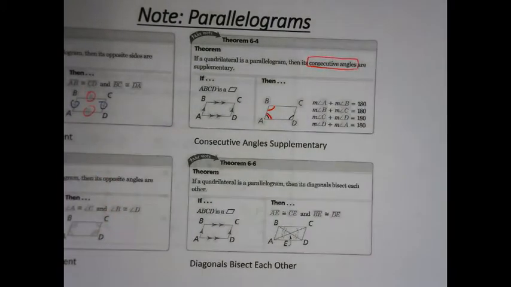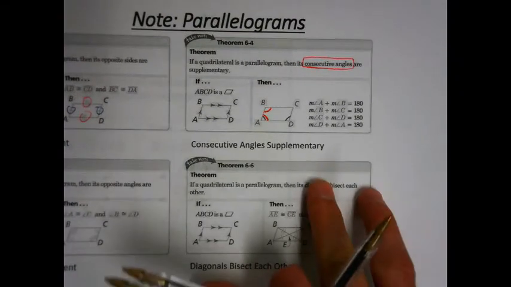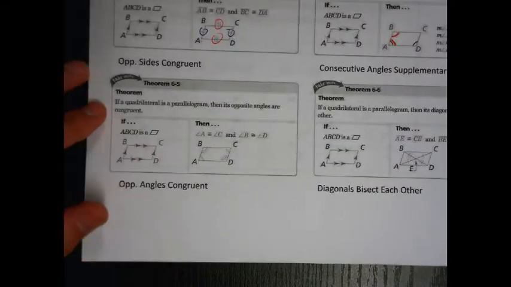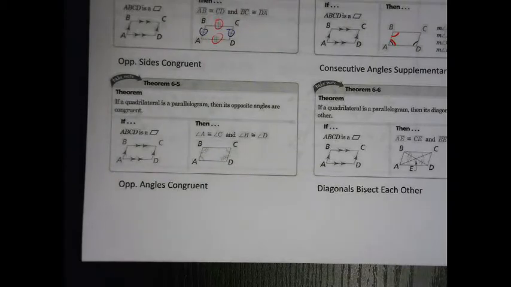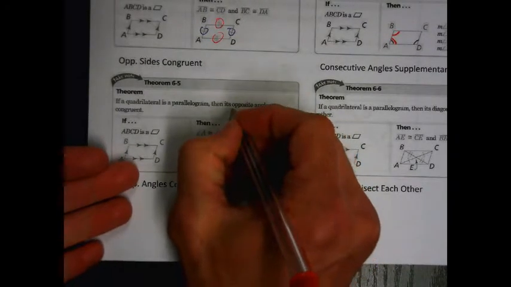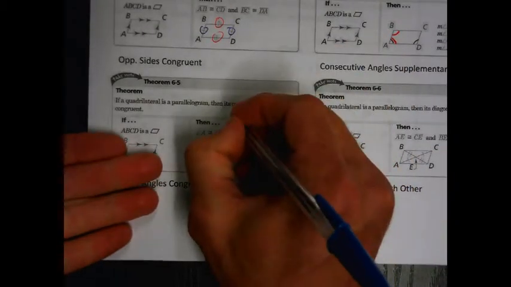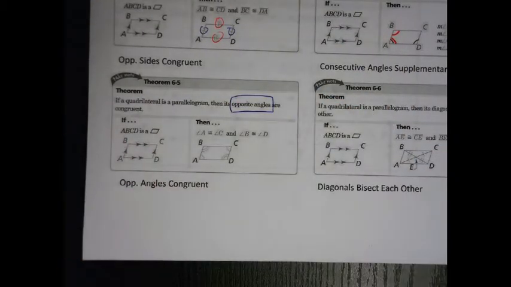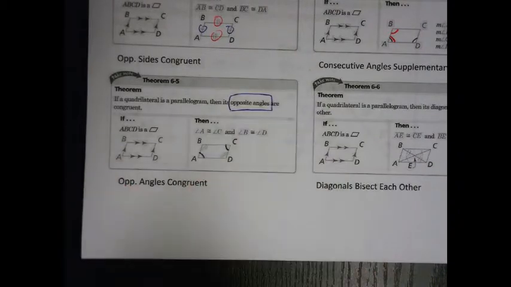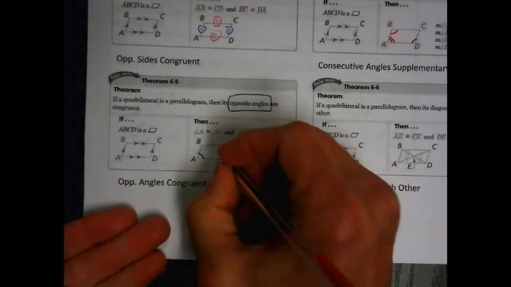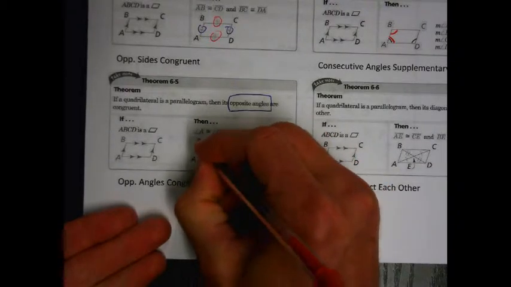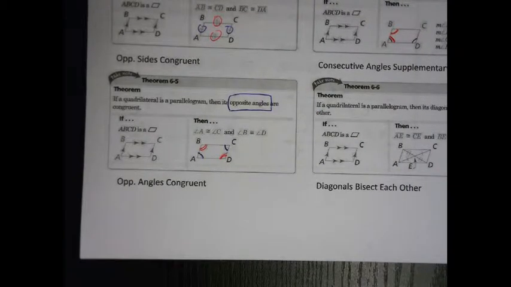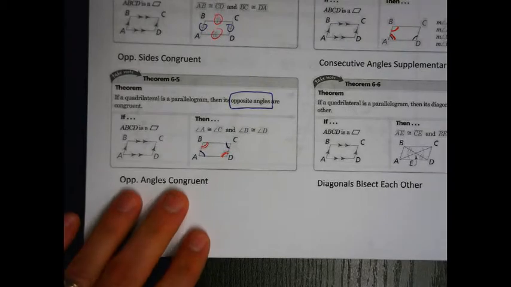That's a key element. If a quadrilateral is a parallelogram, then opposite angles are congruent. Notice in the previous note we had consecutive angles. This new note is about opposite angles. So what are opposite angles? They're going across the parallelogram. Those are opposite angles there, and similarly, opposite angles are there. So if opposite angles are congruent, we get a parallelogram.